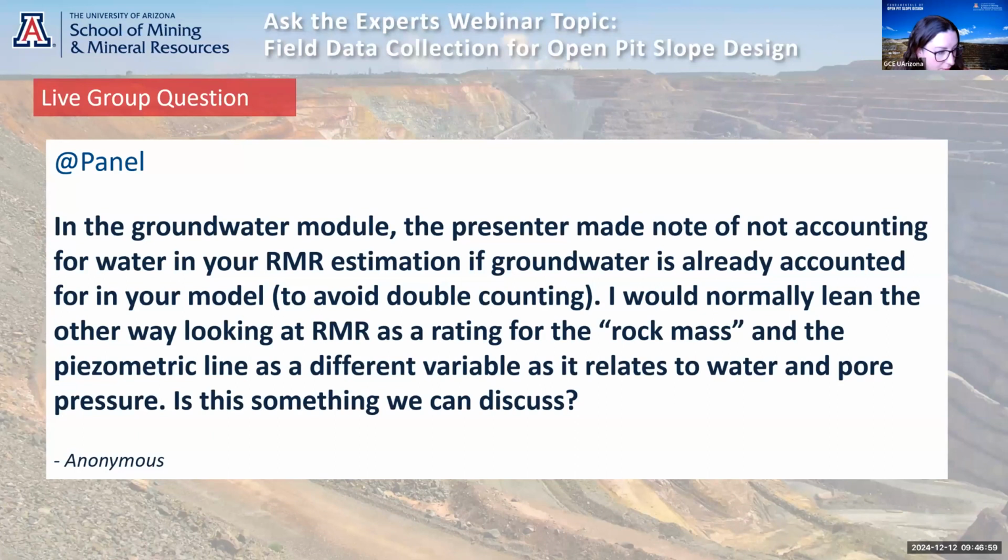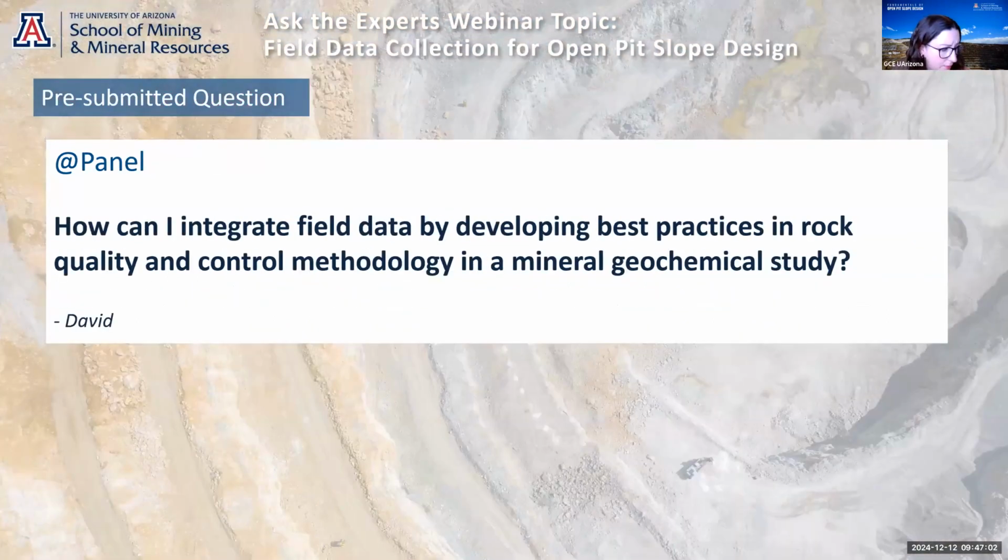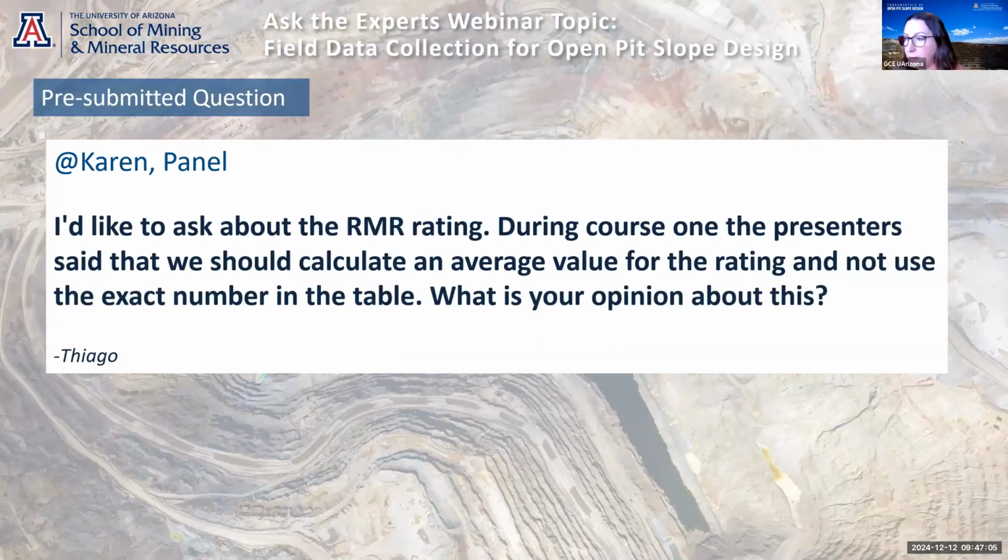Keeping with the topic of RMR, this is a question that came through our course discussion board. This one relates to Carly Magg's presentation on surface data collection. She is unable to join us today due to the timing of the webinar, but perhaps I'll ask Karen to start with this one and then open up to the panel. Thiago would like to ask about the RMR rating. During the course, one of the presenters said that we should calculate an average value for the rating and not use the exact number in the table. What is your opinion about this? And we were thinking the table might be the Bieniawski table.